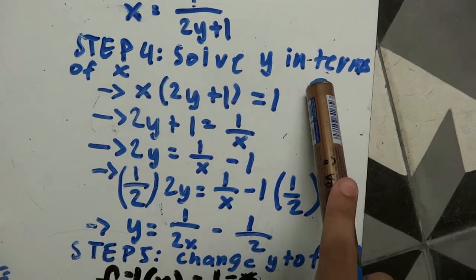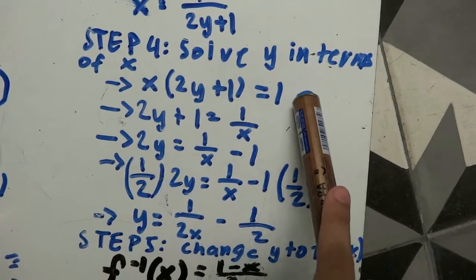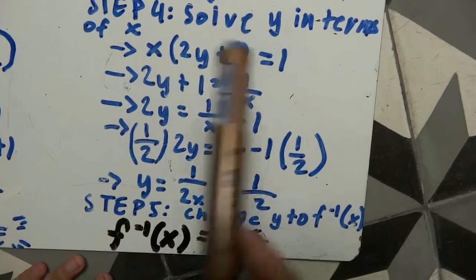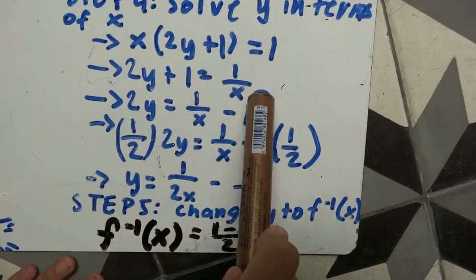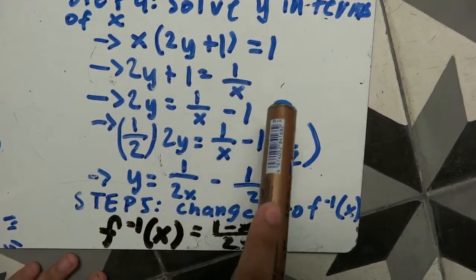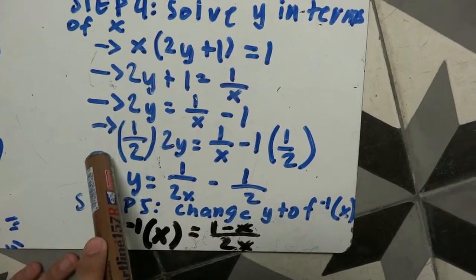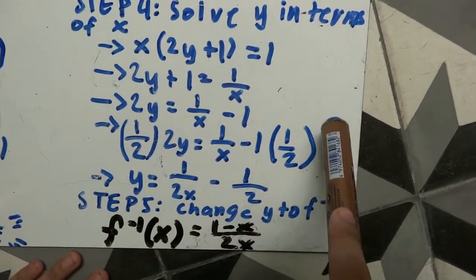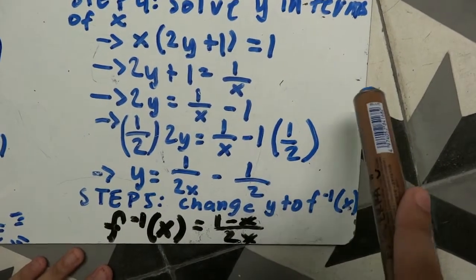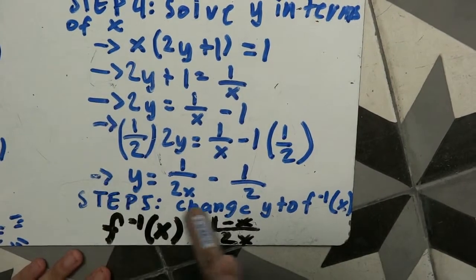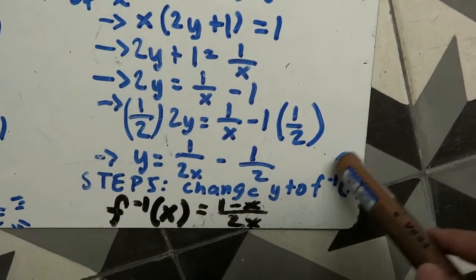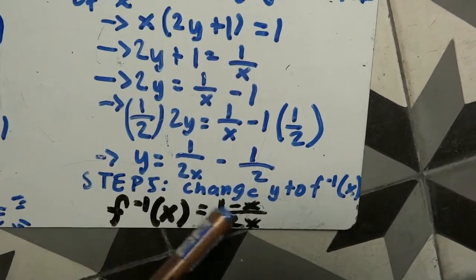Solve y in terms of x. So it's going to be x times 2y plus 1 equals 1. And that will be 2y plus 1 equals 1 over x. Then it's going to be 2y equals 1 over x minus 1. We will multiply 1/2 to both sides. So it's going to be 1/2 times 2y equals 1 over x minus 1 times 1/2. And it's going to be y equals 1 over 2x minus 1/2. The inverse function is 1 minus x over 2x.